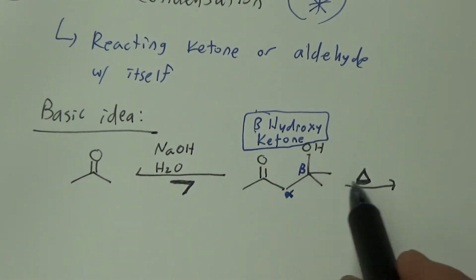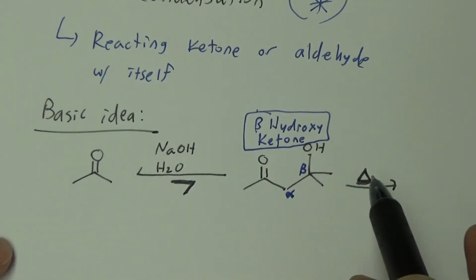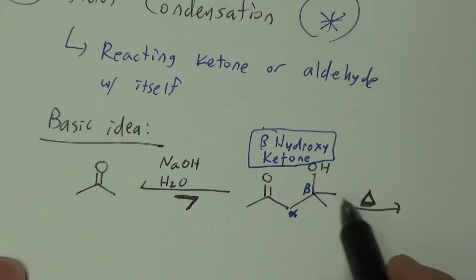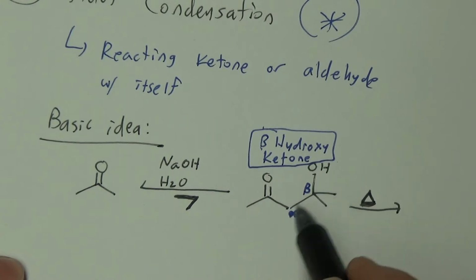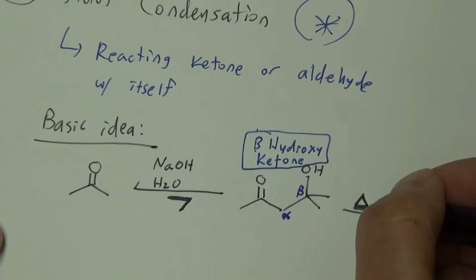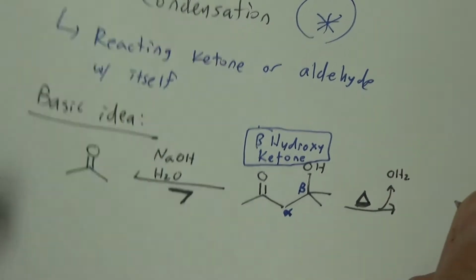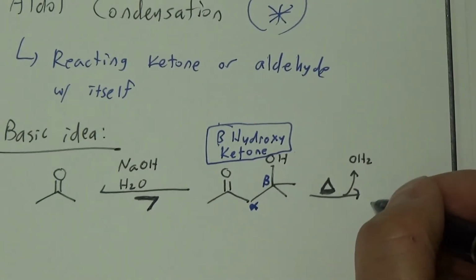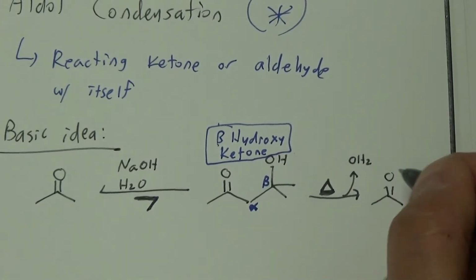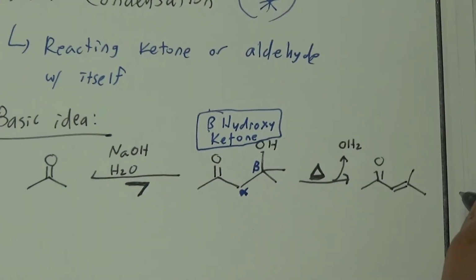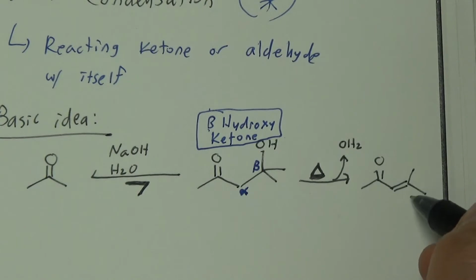the second step of this is going to be water getting kicked out of this. So water is going to go away, H2O. And you're going to make a different product. And this is the final product of an aldol reaction, which is a ketone next to an alkene, and there are two methyl groups there.